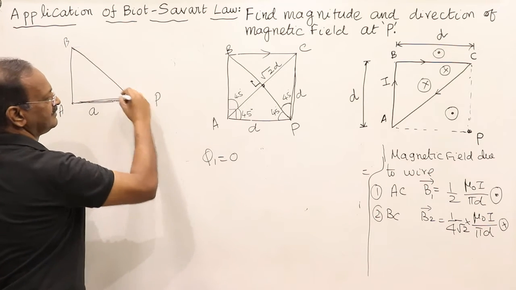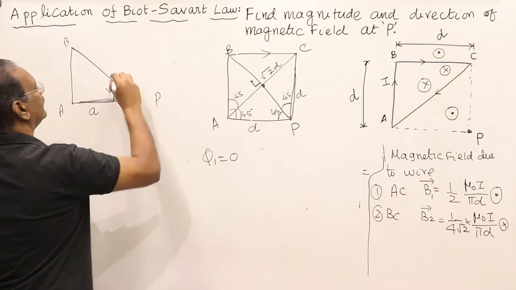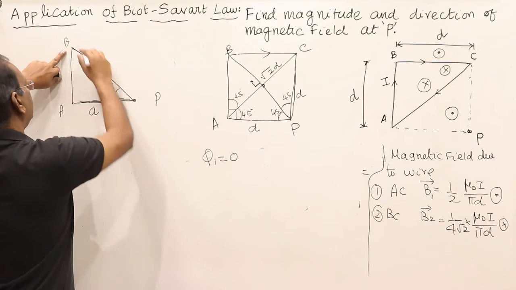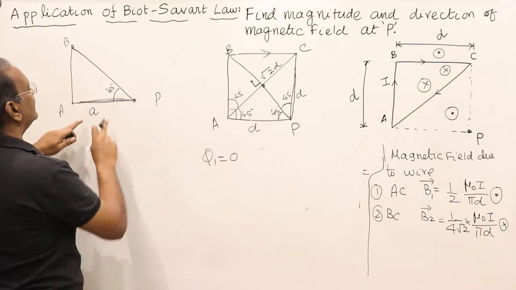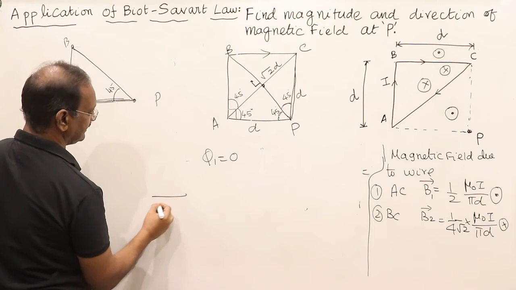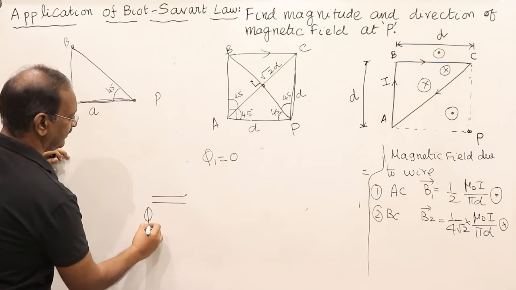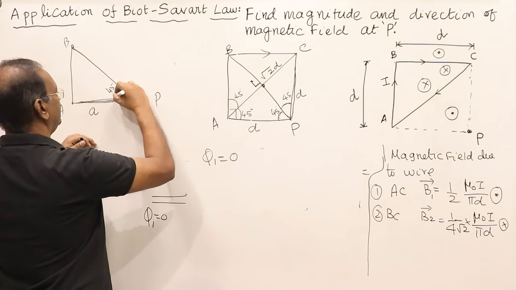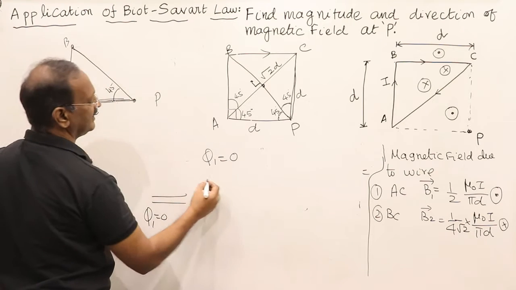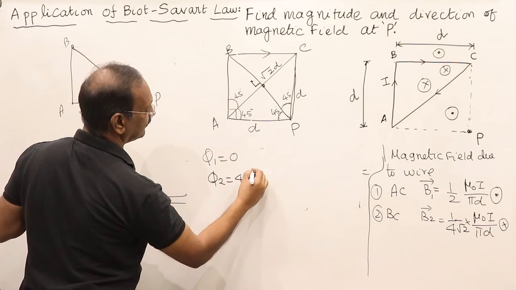And what is this value? This value is equal to 45. The line joining P with the other end is making an angle of 45 with the reference line. See here, this is the reference line, this is the line joining both. So here phi 1 is equal to 0. Now here phi 2, what is phi 2? With respect to the line, it is making an angle of 45. Phi 2 is equal to 45 degree.